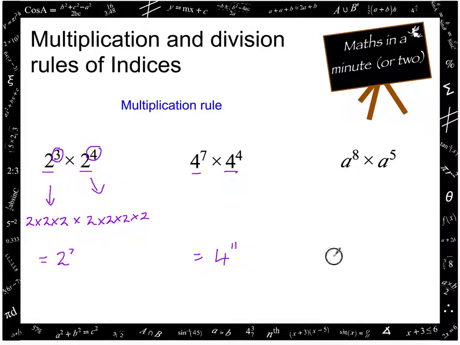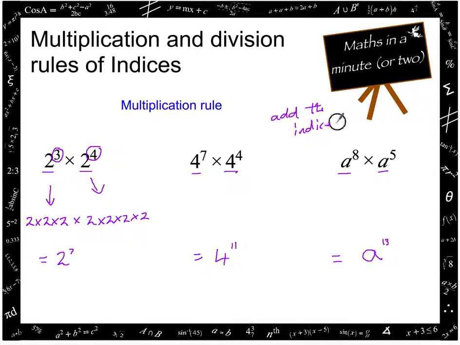And now we can try it with a letter as well. As long as this letter is the same, it's the same thing as having two numbers the same. So this is going to be a, and we simply add 8 add 5, which is 13. So it's going to be a to the power of 13. And that's it. You simply add the indices.